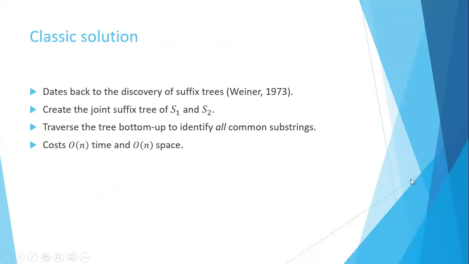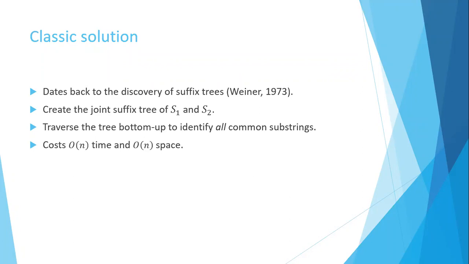A classic solution to this problem was introduced with the discovery of suffix trees back in 1973. The idea is to create the joint suffix tree of the strings S1 and S2, and then by some traversal over the tree, bottom up, we can identify all the common substrings, and of course, we can return the largest. It costs order of n time and order of n space.